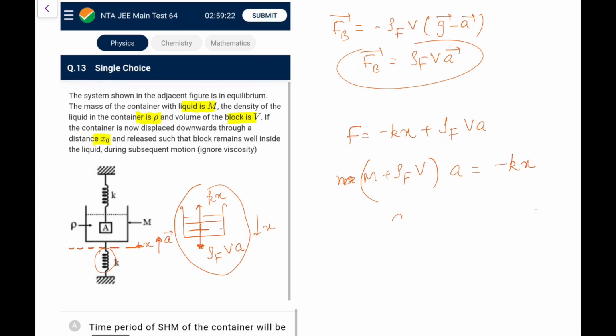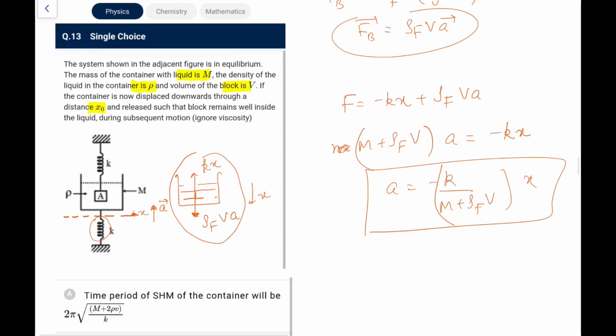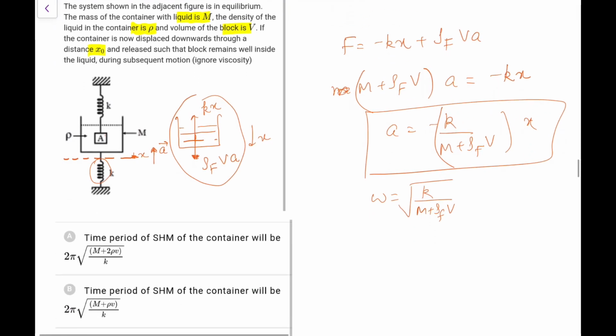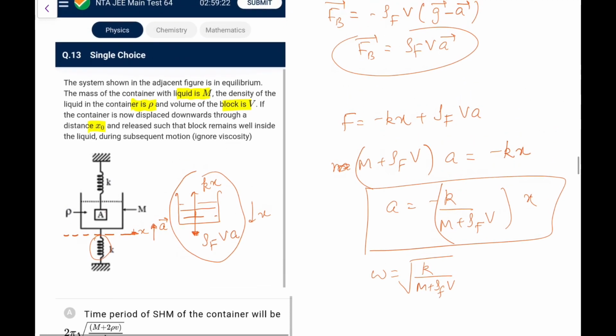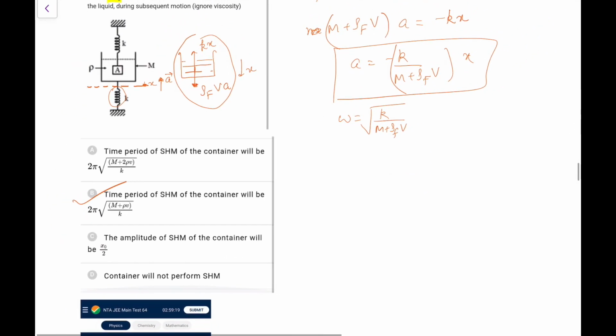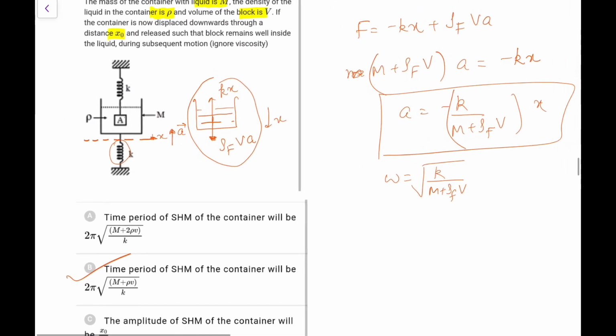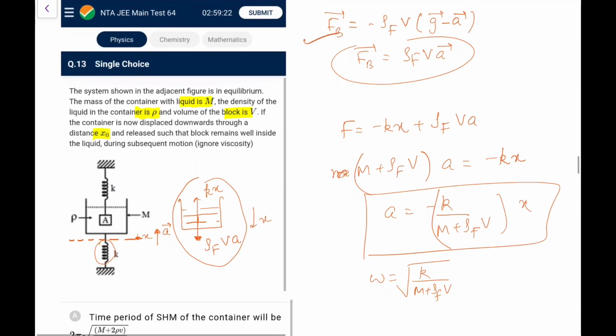So a would be equal to minus k upon (m plus rho of fluid into V) times x. So it becomes SHM for sure, a equal to minus omega square x. Omega is root of k upon (m plus rho f V). So the time period is 2 pi root of (m plus rho f V) by k. So I'm getting option B. And the amplitude, if you pushed it by x naught, would be x naught, it could not be x naught by 2, and the container is performing SHM, so go for option B. So just remember this equation. This is what we use for the accelerated fluid case.